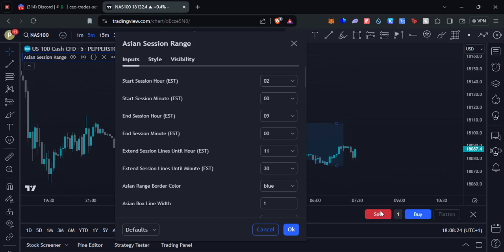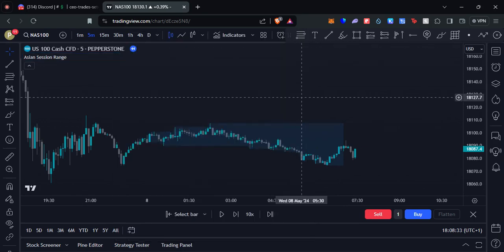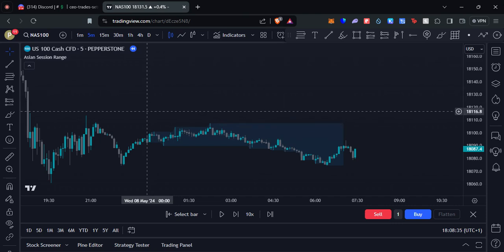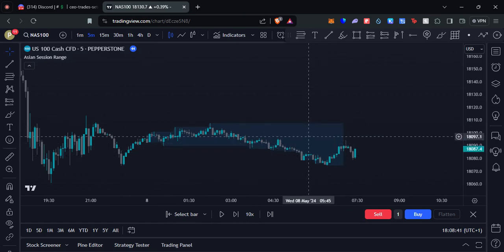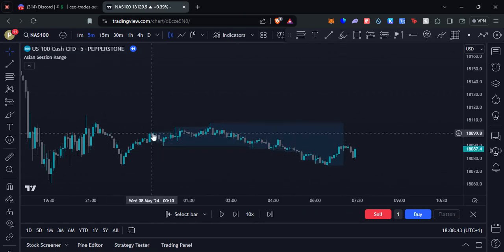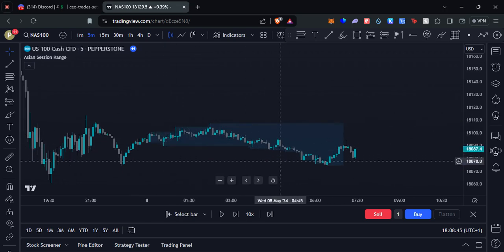Now, as you can see, I'm currently in the UK, therefore I have to set these times depending on Eastern time. So I just configure my time to Eastern time and I set it to turn on from midnight UK time. As you can see right here, it starts at midnight and then I get it to end at 7 o'clock in the morning. So by the time I wake up, I don't have to go and manually mark out the Asia session. This indicator does everything for me.